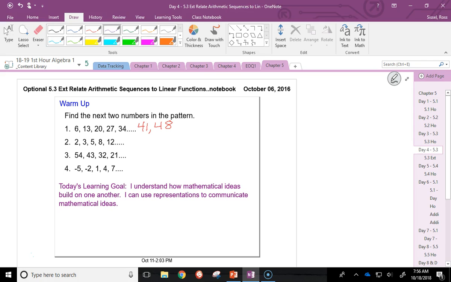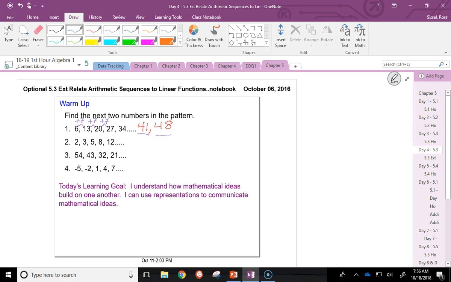Okay, so when we have a sequence of numbers, we look at the difference between the numbers in the pattern. Well, it was going up by 7. It was going up by 7. It was going up by 7. We had a constant pattern. So when they ask us for the next two, it's simple. I add 7 to the last one, I get my answer, and then I add 7 to that. Okay? Let's look at number 2.